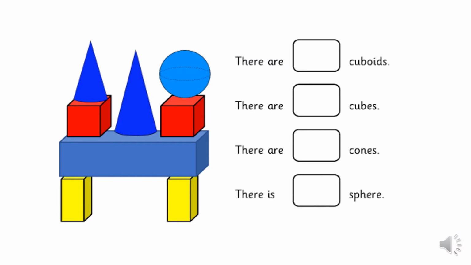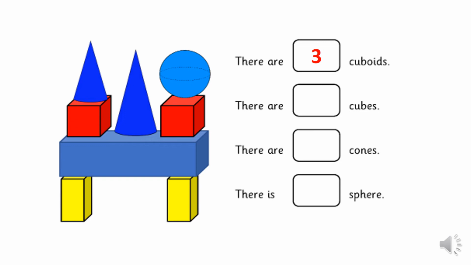Have a look here at this shape picture. There are lots of 3D shapes. I wonder if you can count how many of each shape there is. So there are cuboids. Let's count the cuboids. How many cuboids can you see? 3. There are 3 cuboids.